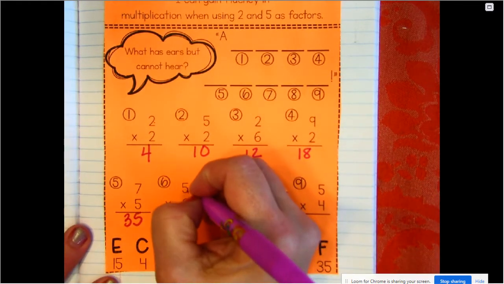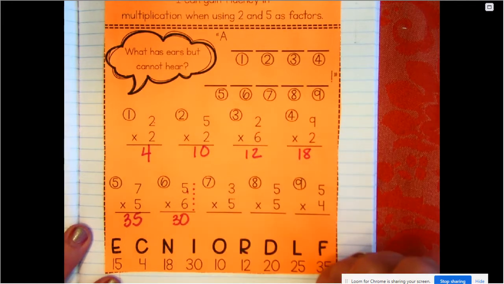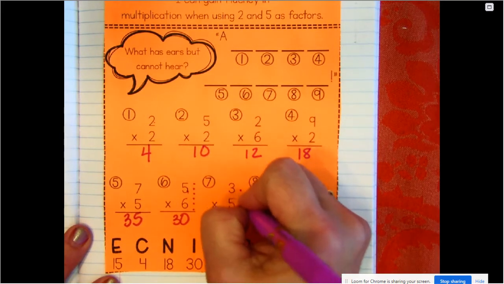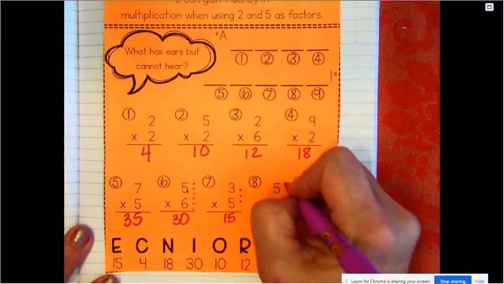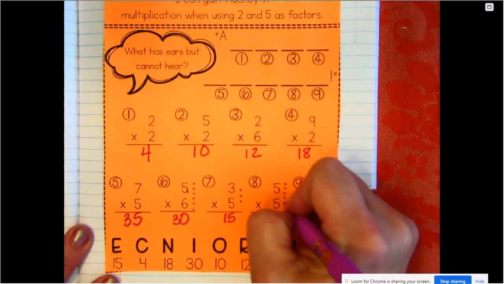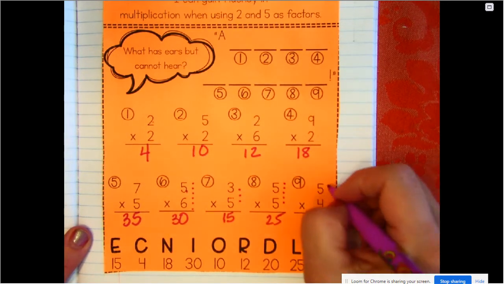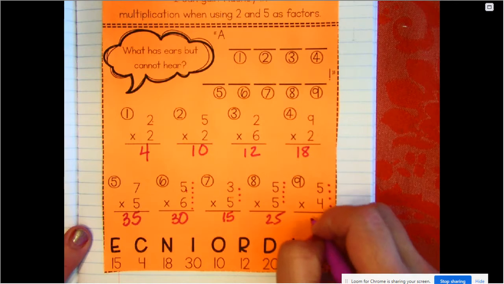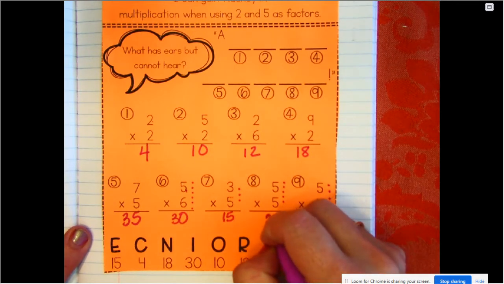Or you can even make dots. 5, 10, 15, 20, 25, 30. There's 6 dots there. 5, 10, 15. That's 3 dots. Counting by 5s. 5, 10, 15, 20, 25. 5, 10, 15, 20. Those 5s are easy to count by.